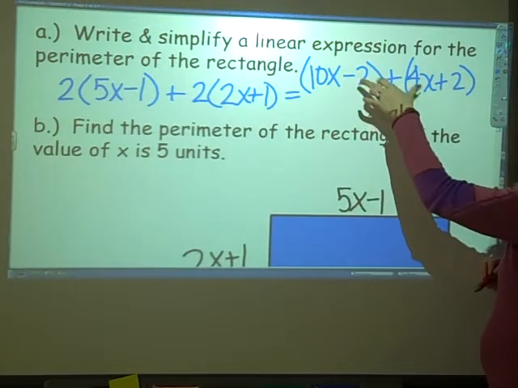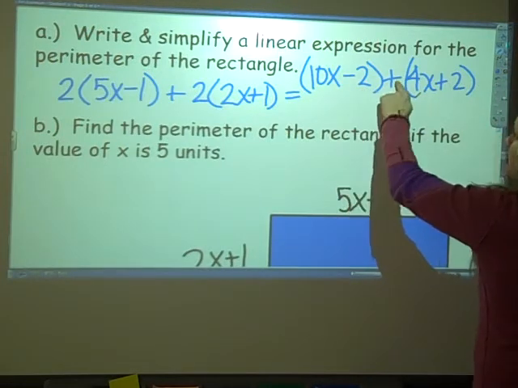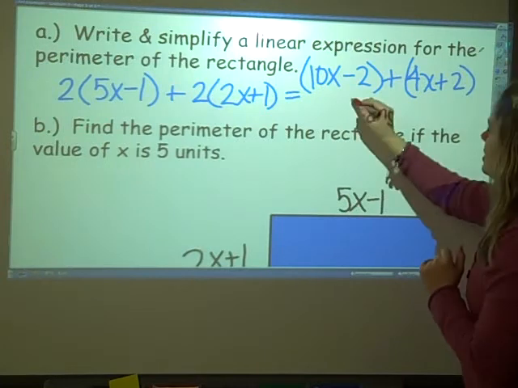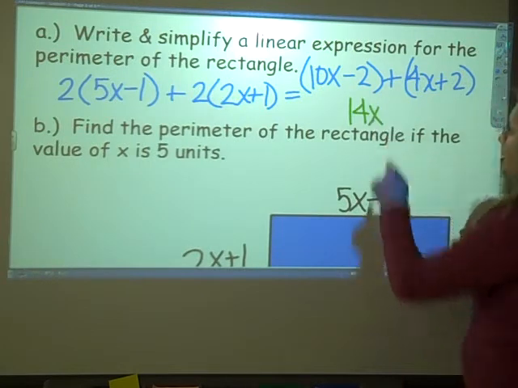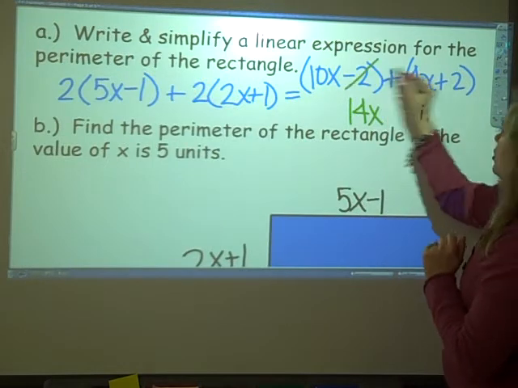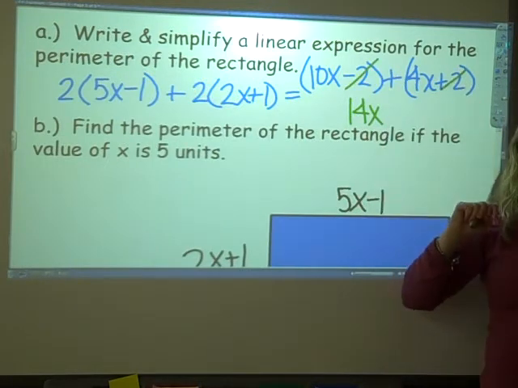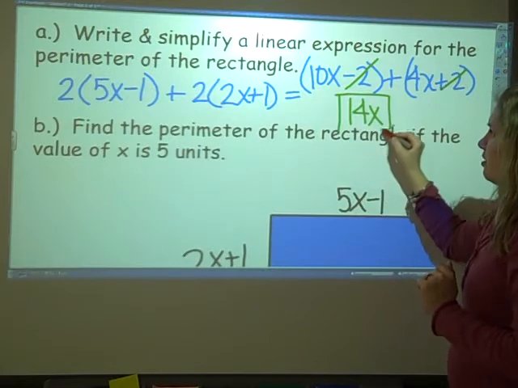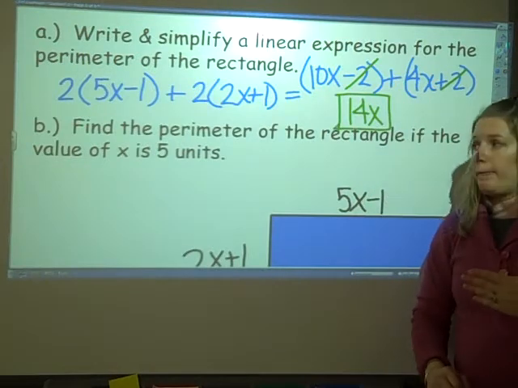Our linear expressions, simplify them. 10x plus 4x is 14x. Minus 2 plus a positive 2, those end up canceling each other out. So you're left with 14x. That would be the perimeter in simplest form.